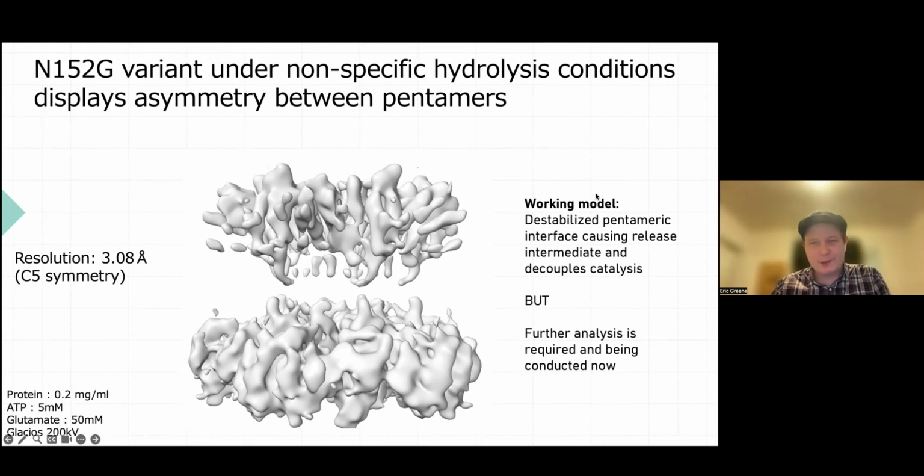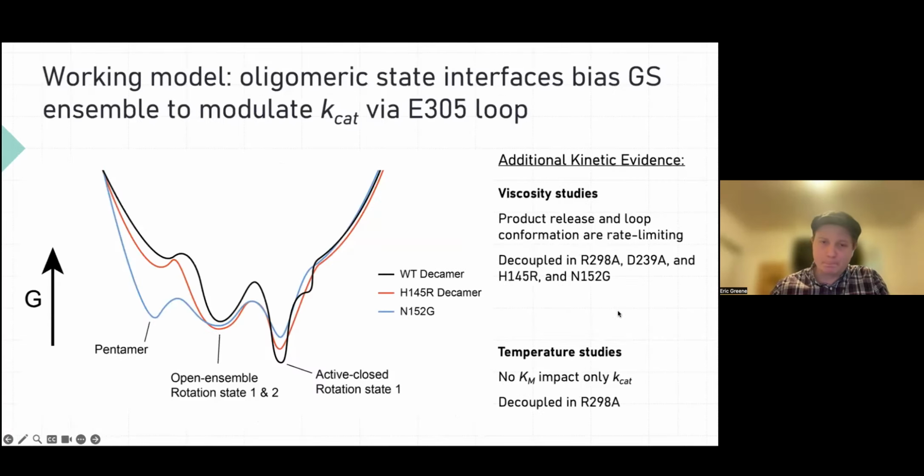Our working model right now is that potentially a destabilized pentameric interface can cause a release of this intermediate, and that's how we decouple it from catalysis. But we've got to make sure that we have robust particles in our reconstruction, and we're following up with other biochemical experiments now to probe this model more deeply and understand what's going on.